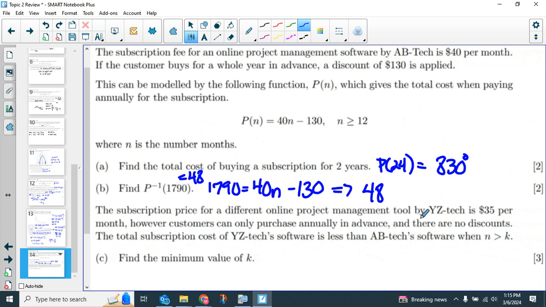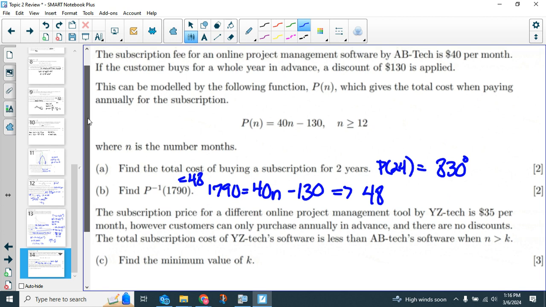The subscription price for a different online project management tool by YZ Tech is $35 per month. However, customers can only purchase annually in advance, and there are no discounts. The total subscription cost of YZ Tech software is less than AB Tech software when n is greater than k. Find the minimum value of k. So basically, here you're paying $35 a month, and here you're paying $40 a month, but you get $130 off. They're saying, when does this actually become cheaper?